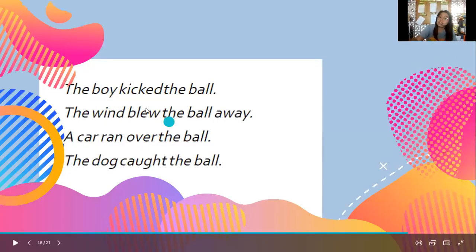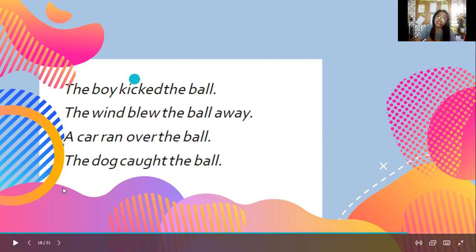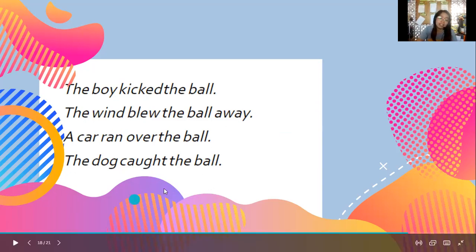Let us have these sentences as well. The boy kicked the ball. The wind blew the ball away. A car ran over the ball. The dog caught the ball. As you can see here, all of the agents here are not human. It just says that these objects can be the agent even if they are not people. So it is more on personified use in these statements.